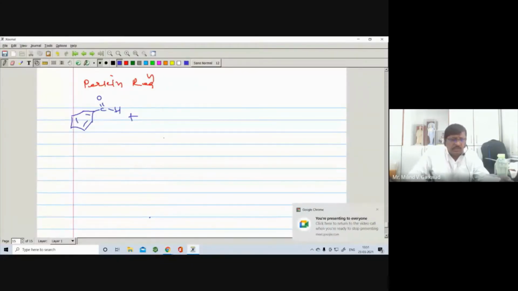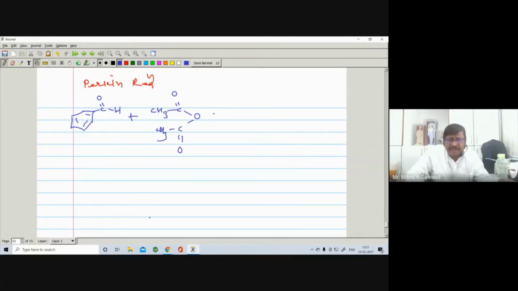So here is CH3, C double bond O. Here is O, here is C double bond O and CH3. The reaction takes place in the presence of the sodium salt of the corresponding carboxylic acid, means sodium acetate. So there is a formation of Ph, benzene, CH double bond CH and COOH, means there is a formation of cinnamic acid. So in this case, cinnamic acid is formed.